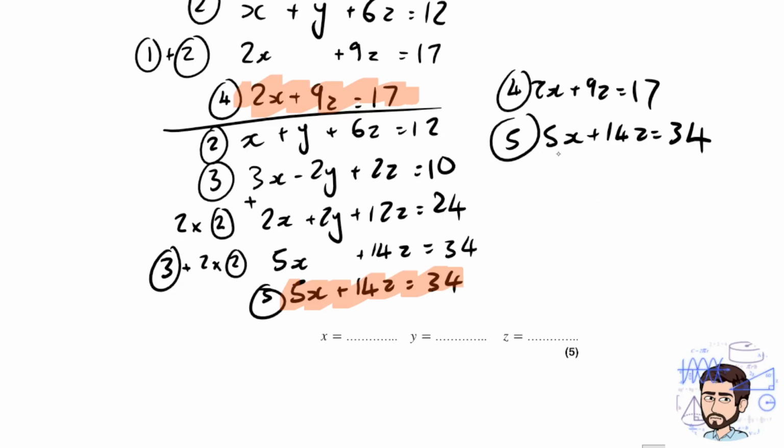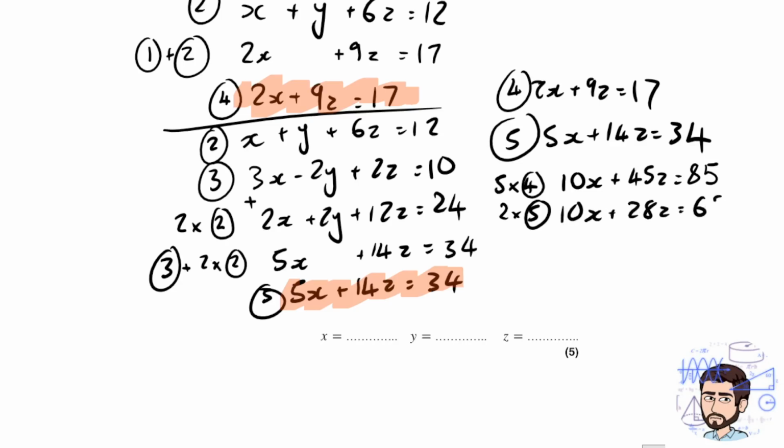Well, what I would do here is I would multiply this first equation by 5, because I'm going to eliminate the x's. So I'm going to do 5 lots of equation 4. That gives me 10x plus 45z is equal to... 85. Why was that so tricky to work out? 85. And 2 lots of equation 5, that gives me 10x plus 28z is equal to 68.